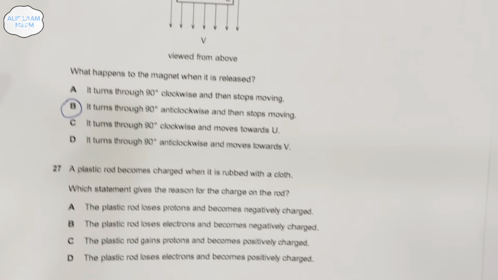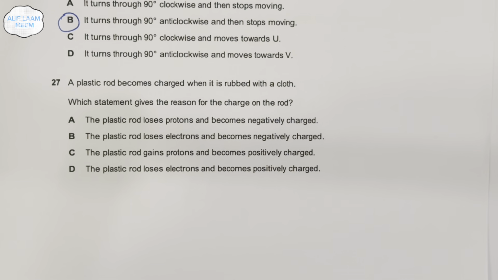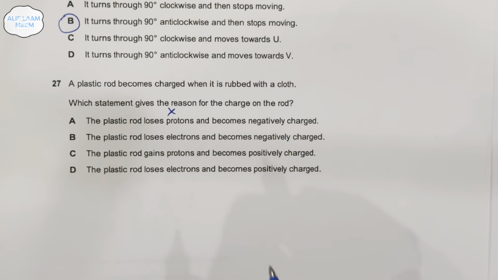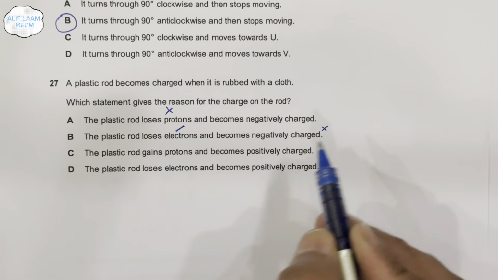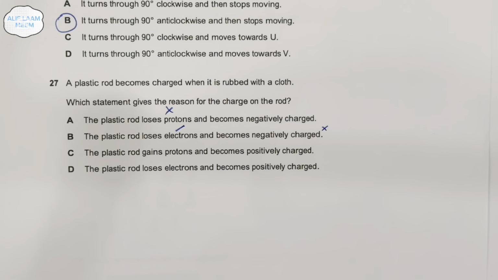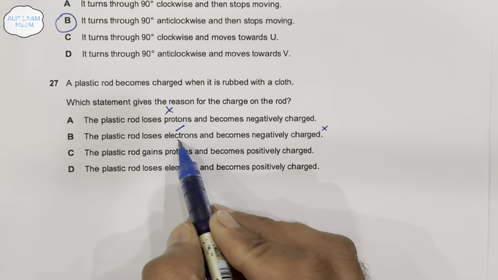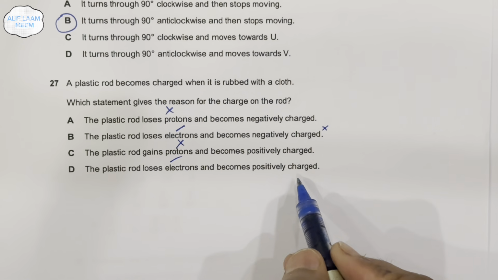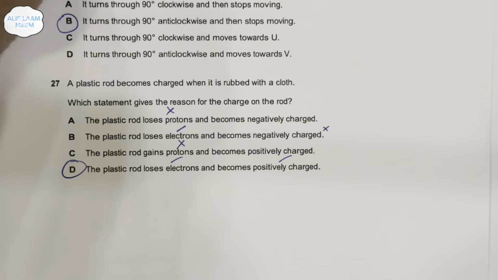Moving to question number 27. A plastic rod becomes charged when it is rubbed with a cloth. Which statement gives the reason for the charge on the rod? The plastic rod loses protons. No, protons cannot be lost. The plastic rod loses electrons, yes, and becomes negative. No, when some material loses electrons, it becomes positively charged, so this is wrong. The rod gains protons. No, this will not be possible. The plastic rod loses electrons, yes, and becomes positively charged. Yes, option number D is carrying the right statement.